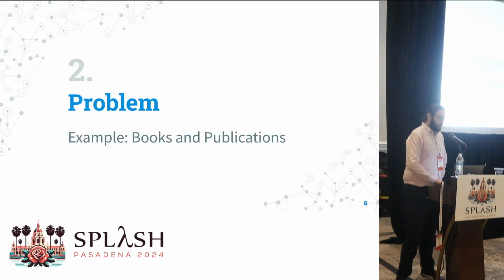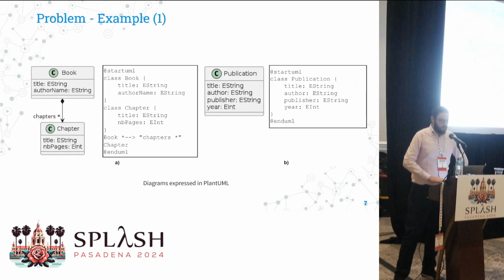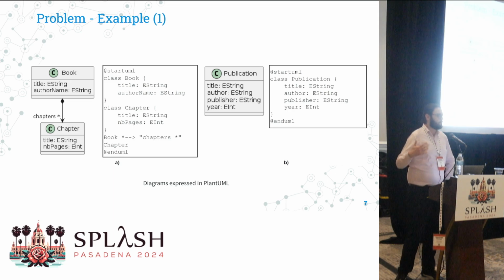What is the problem that we are trying to work on here? To show the problem, I will use an example on book publication. That's an example that I got from the EMF Views tutorial website. This is a very straightforward example, but it already shows us some challenges that we can work on. On the left of the slide, I have a very simple metamodel that represents books. So I have books and chapters with some standard properties, and on the right of the slide I have a metamodel showing a publication, also with some standard properties like the title, the name of the author, the year of publication, and so on.